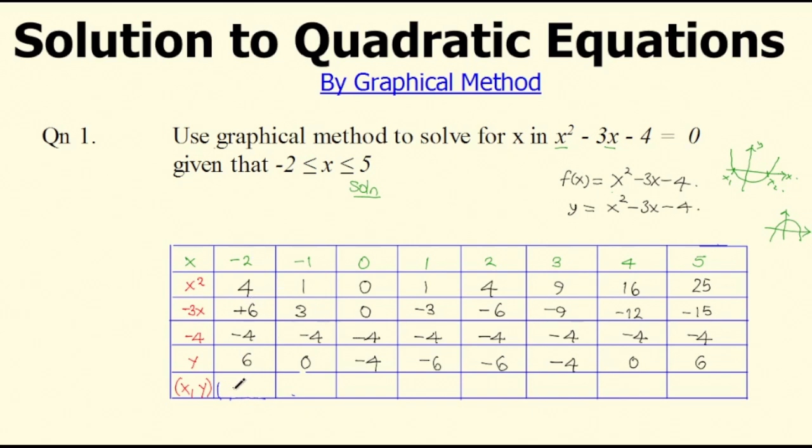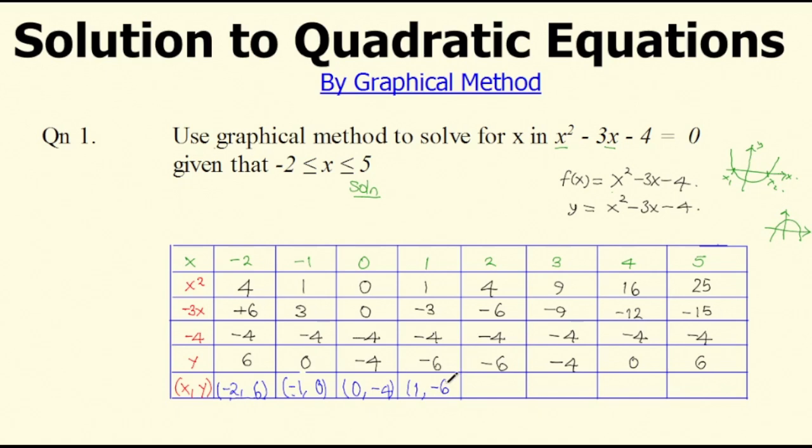So let's gather the coordinates together. So we have here negative 2, 6. And then the second part here, we have negative 1 for x and 0 for y. And then followed by 0 for x and negative 4 for y. Then here, positive 1 for x, and then negative 6 for y.